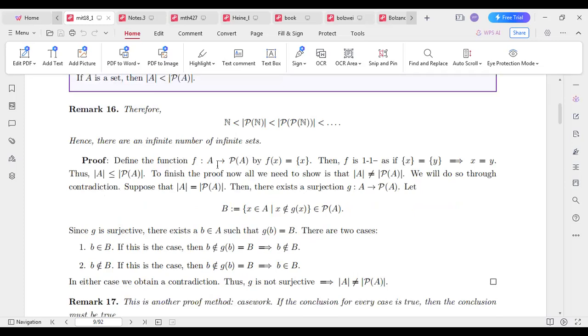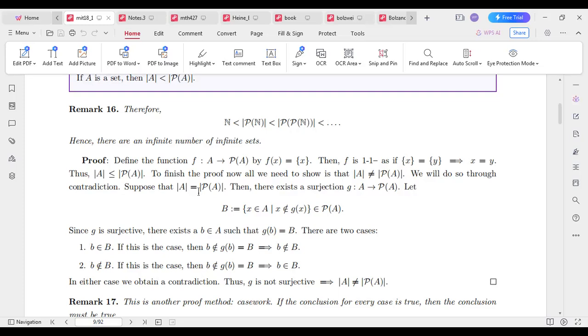Define the function f from A to the power set of A by f of x equals the set {x}. Then f is one-to-one, as the set {x} equals the set {y} implies that x equals y. Thus, cardinal of A is less than or equal to the cardinal of the power set of A. To finish the proof, all we need to show is that the cardinal of A is not equal to the cardinal of the power set of A. We will do so through contradiction.